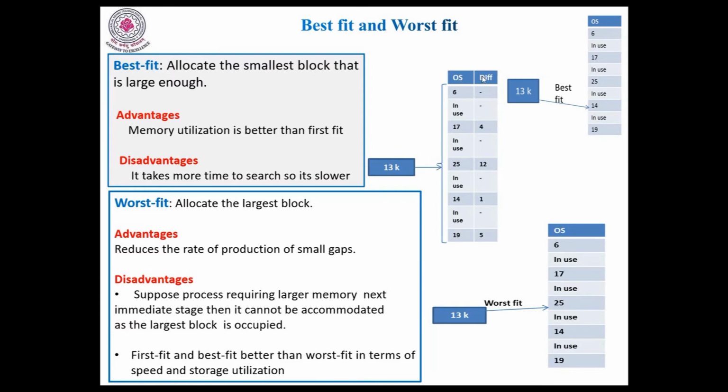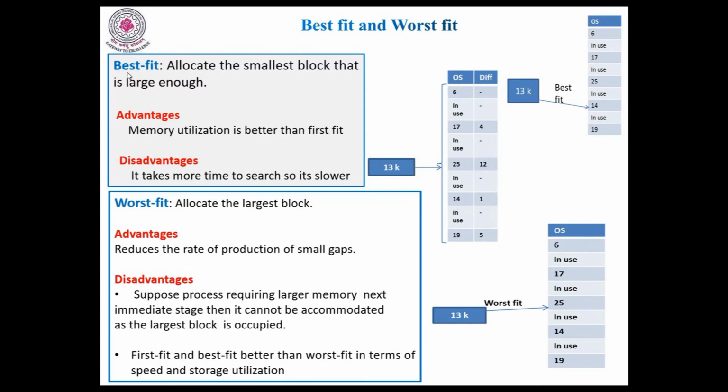Let us see the example. Suppose my process requirement is 13K. The available memory is what is shown. The numbers indicate freely available blocks, and "in use" means the block is busy with some other activity. Now my process requirement is 13K.